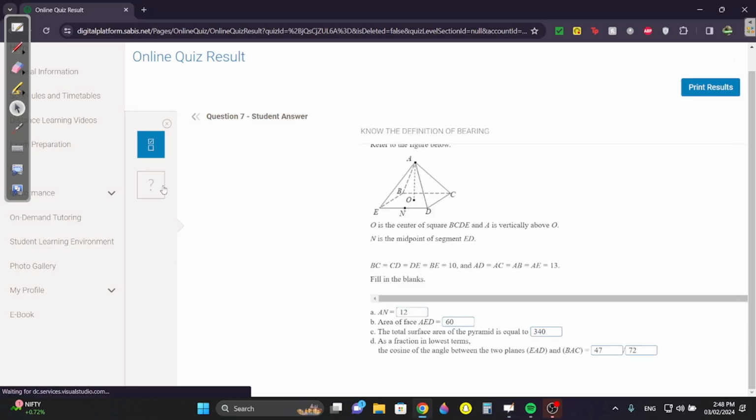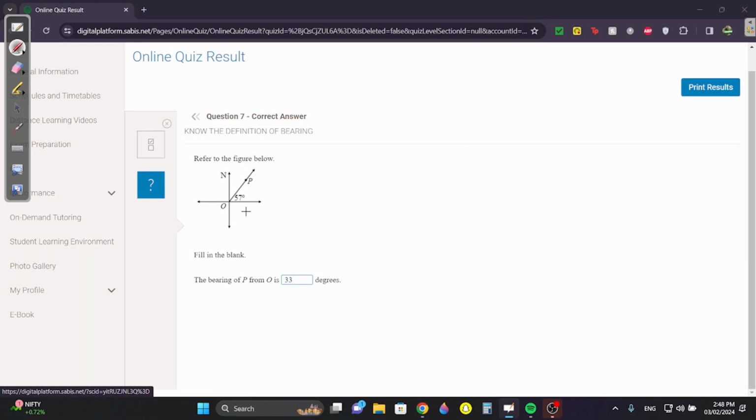Okay, question 7. The bearing of P from O is 33 degrees. Here's P. The bearing is always starting from the north, so the bearing is always going to be this part. You don't take this part. It's always starting from the north, from the top.